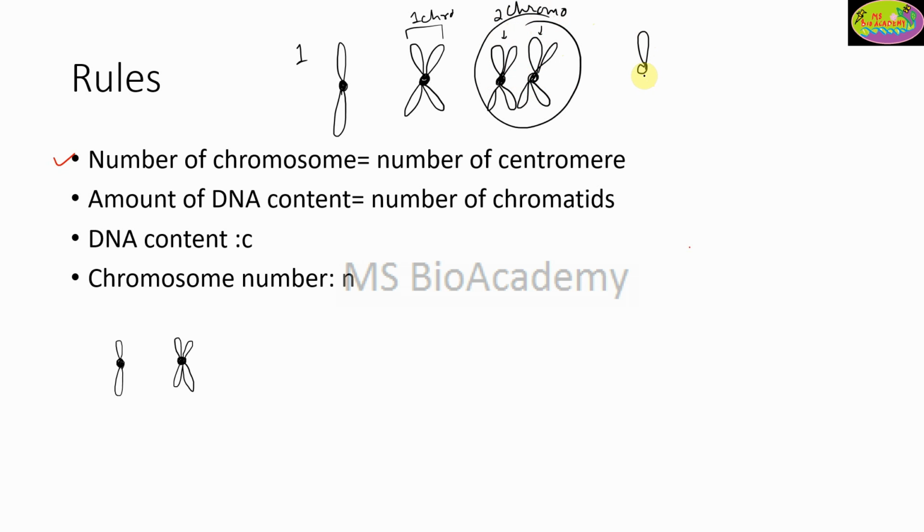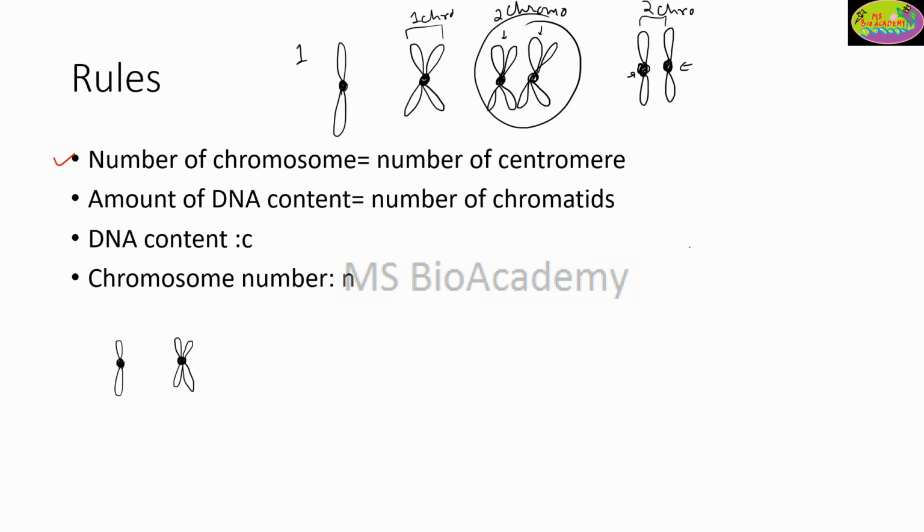Similarly, if I give you this one, here also you can see two centromeres are present. One is this, one is this. That means these are two chromosomes, right? This is one chromosome, this is another chromosome. So two chromosomes again. Now talking about the chromatids. You now understood how to find the number of chromosomes. Now let's find out the number of chromatids.